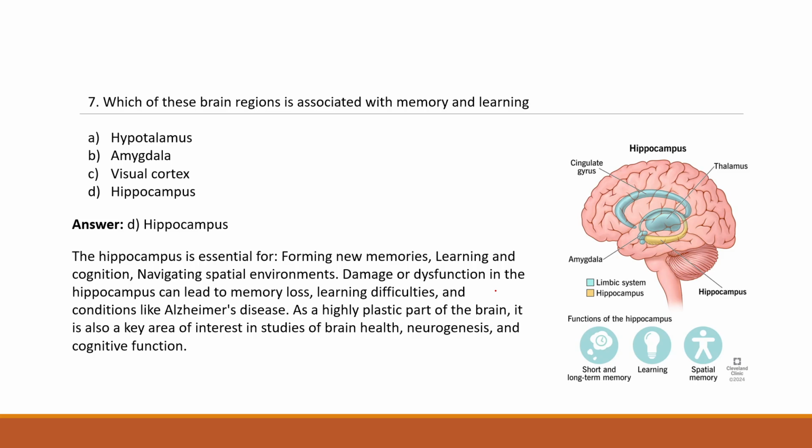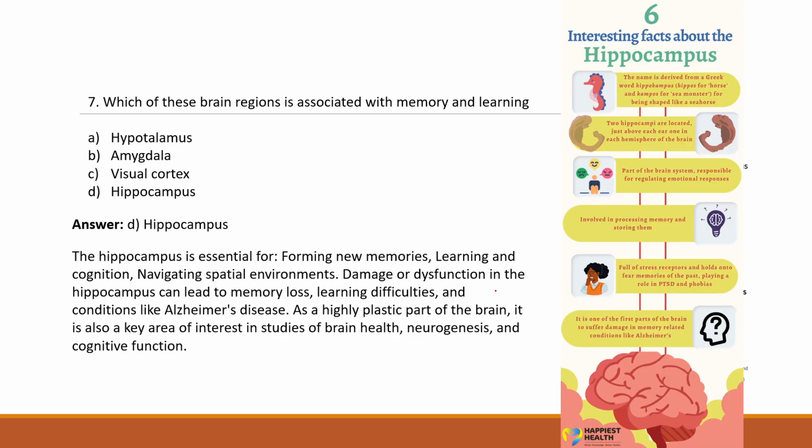So this is your brain, and this is where the hippocampus is. Then you have your thalamus, your amygdala, your cingulate gyrus. Mainly we should remember hippocampus: short-term and long-term memory, learning, spatial memory. And then a few interesting facts about your hippocampus, because we got two questions on it.